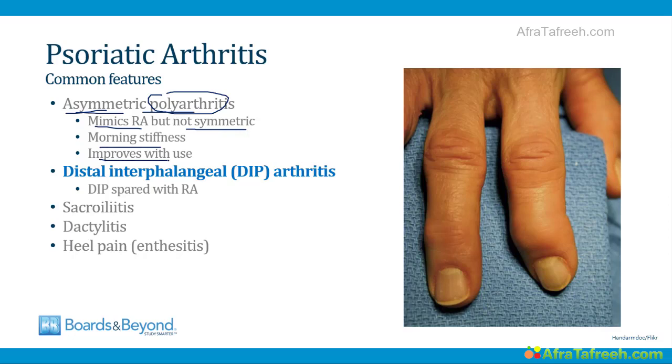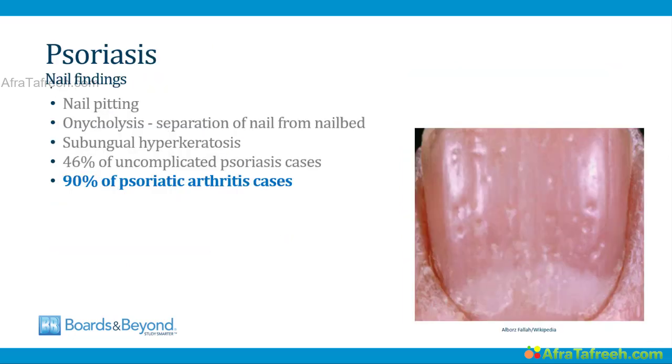Another distinction of psoriatic arthritis from rheumatoid arthritis is that the distal interphalangeal joints are often involved, and these are usually spared in patients who have RA. And then other features of psoriatic arthritis that sometimes occur are things that go with seronegative spondyloarthritis disorders. So there can be sacroiliitis, there can be dactylitis, and there can be heel pain from enthesitis in some cases. There are nail findings that can occur in psoriasis, and they're more common among patients who have psoriasis complicated by psoriatic arthritis. So one classic feature of the nails in psoriasis is nail pitting. That's shown in this picture on the slide here.